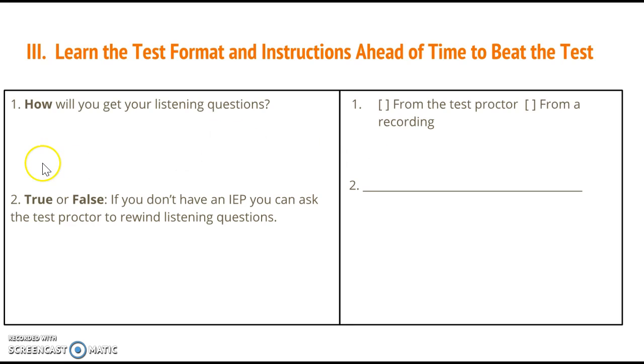Okay, so now we're going to answer question number 1. How will you get your listening questions? So you're going to mark off on page 9 of your packet one of these, either from the test proctor or from a recording. Now, if you don't remember, you can go ahead and review page 8 or play the recording back because I just read it. Number 2, you're going to choose true or false. If you don't have an IEP, you can ask the test proctor to rewind listening questions. Okay, so this question is a little tricky, so you need to understand what it's asking you.